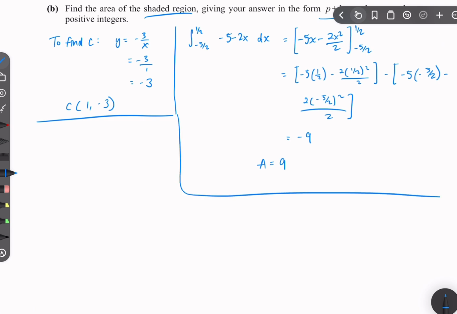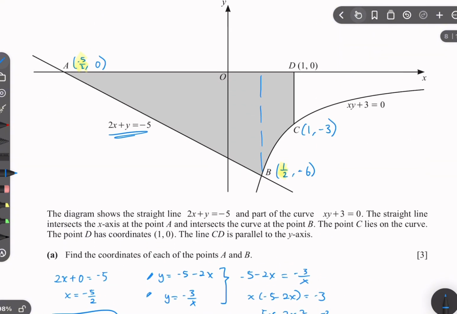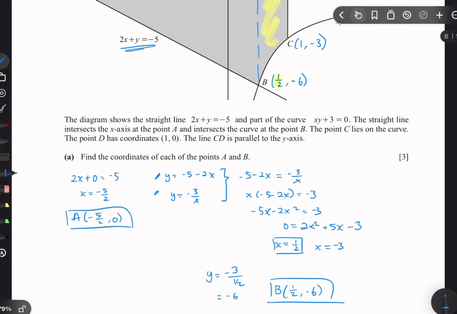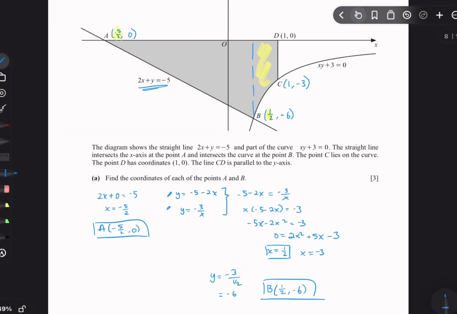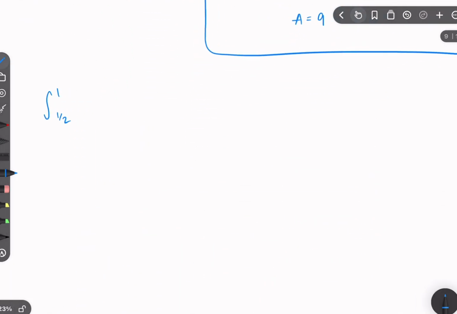Okay, now we integrate the other section, which is this part. We will have to integrate the curve xy plus 3 equal to 0 between a half and 1. So the larger value will go on top, and it will be 1.5. And then the equation of the curve is minus 3/x.